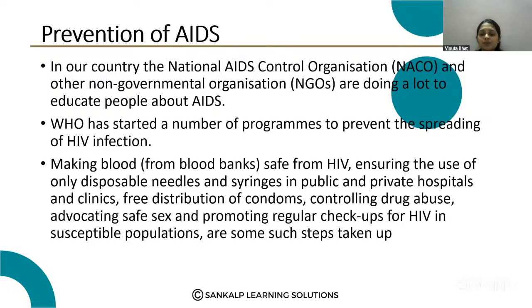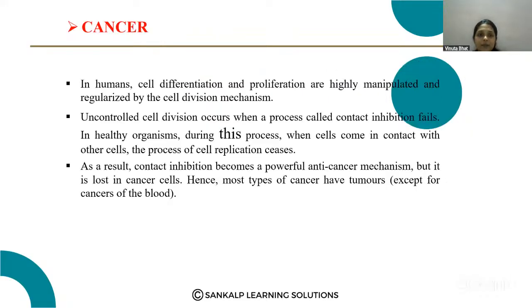So making blood safe from HIV, ensuring the use of only disposable needles and syringes in public and private hospitals and clinics, free distribution of condoms, and controlling drug abuse. So all these methods are used to control or prevent AIDS. Okay, so this is about the AIDS disease.